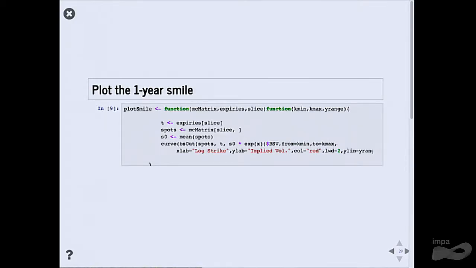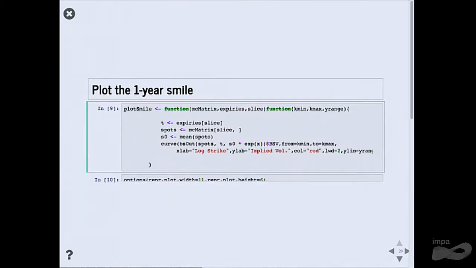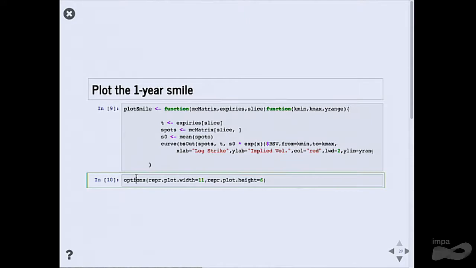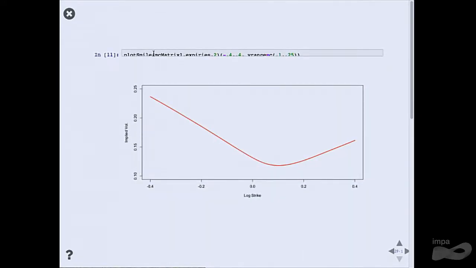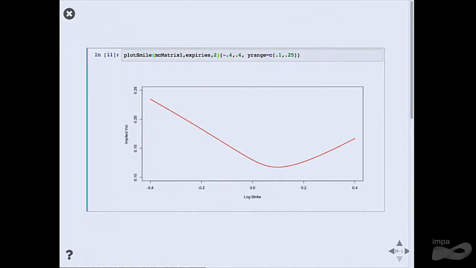I'm only going to look at one of them here. I'm only going to plot the one-year smile. So here's a function to take the output of that code and plot it. And here we go. So I'm taking the output of that matrix and plotting it. I already said if I generate only one smile, any model could have generated that smile, but at least this model is generating a reasonable smile.